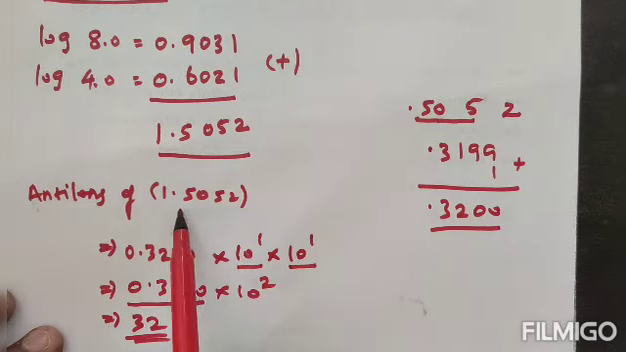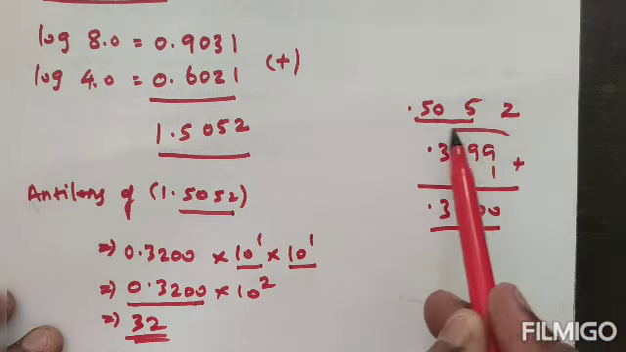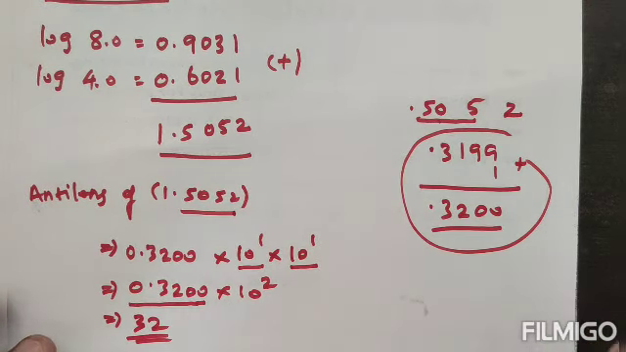After that, for 0.5052 we want to find the anti-log value. That anti-log value I found here is 0.3200. So 10 power 1 and 10 power 1 is 10 power 2, which is 100. Multiplying with 100 I can get 32. This is the way to find the log value for the calculation of multiplications. So 8 into 4 is 32, the same value we found by using the log. Okay, thank you.